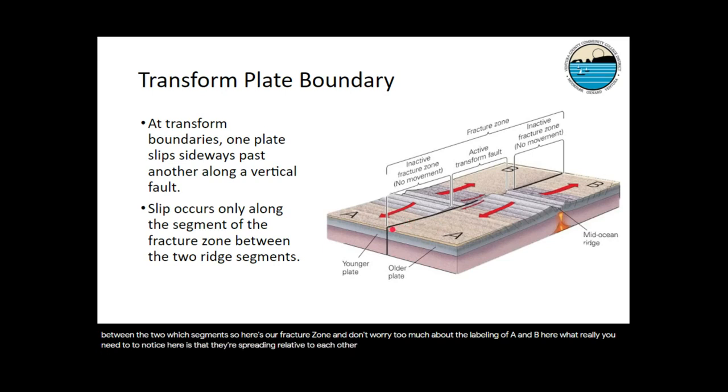So one plate, if this is the younger plate, is moving in this direction, and the arrow indicates that this plate is moving closer towards us.